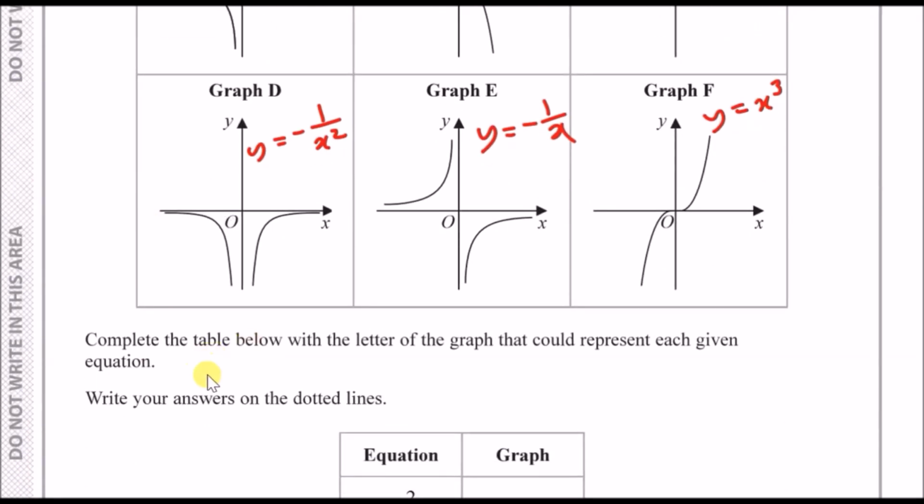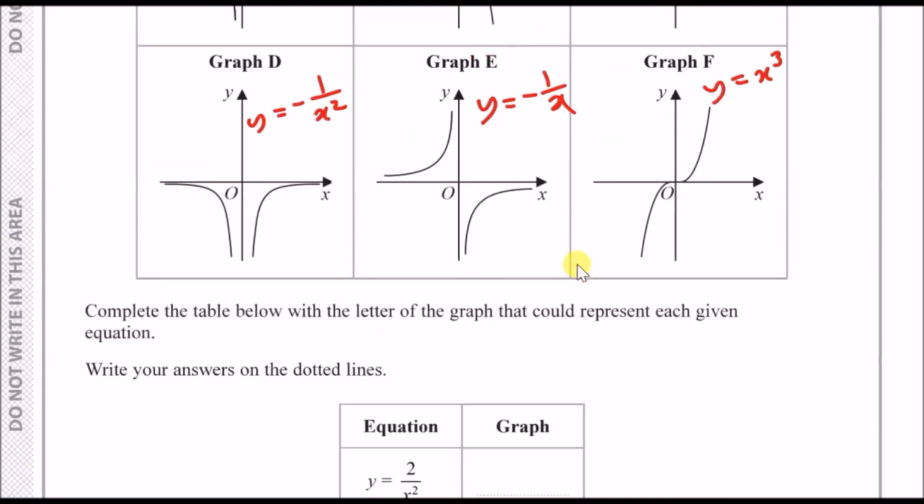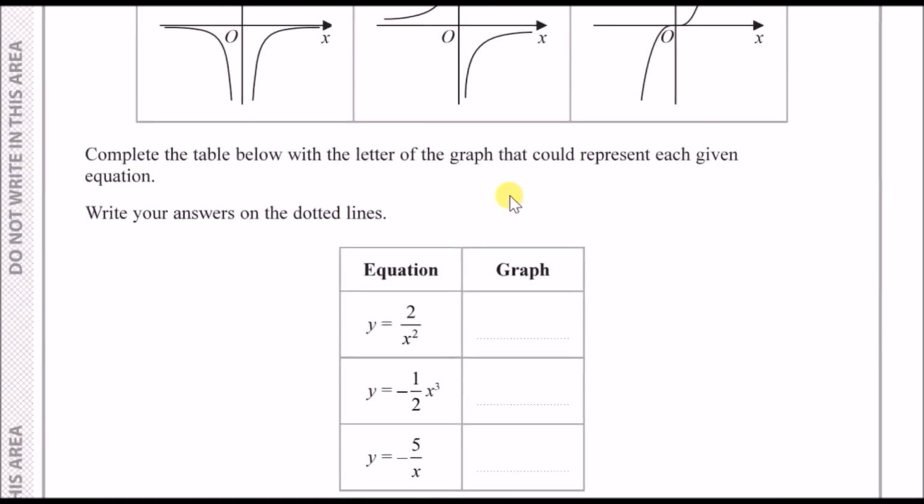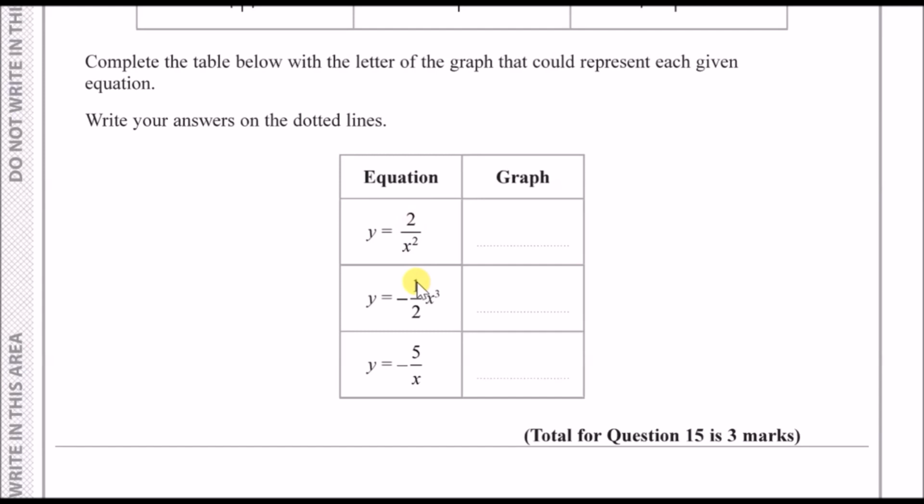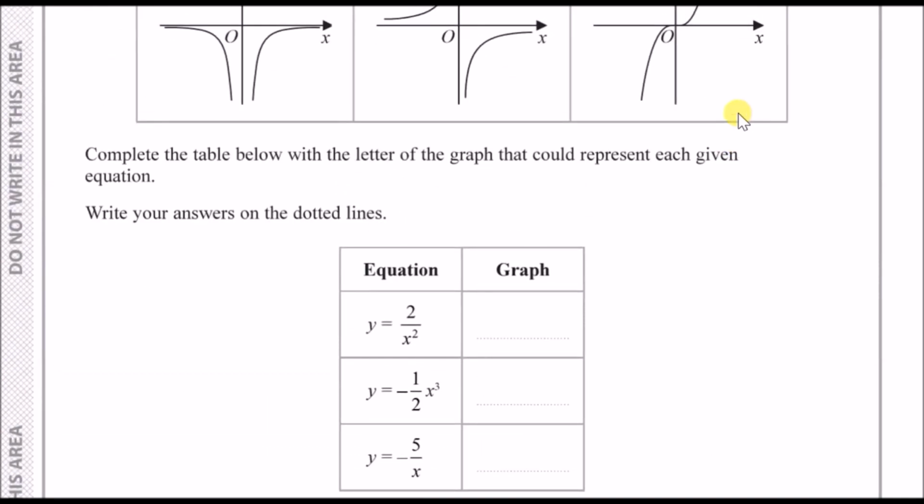So next one, complete the table below with the letter of the graph that could represent each given equation. Oh yeah, by the way, I used the values of 1. It doesn't matter because these are just constants. You could put any number, the graphs will still look the same. Now, for the first one, it says y equals 2 over x squared. So this is like a 1 over x squared graph. So we're talking about C. So this is just C.